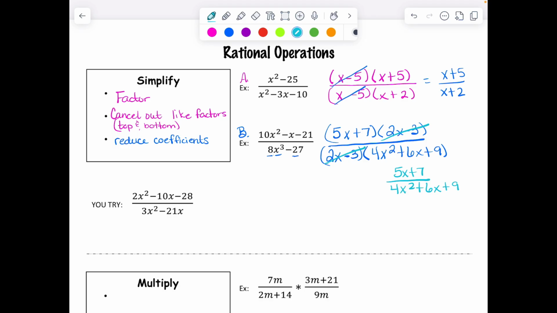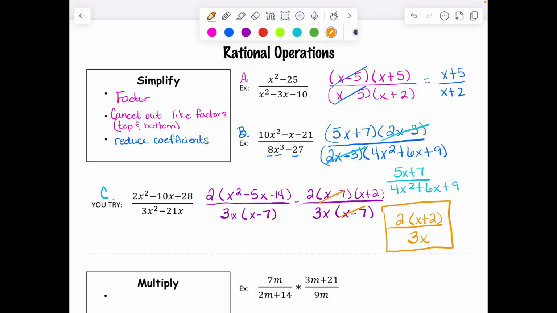All right, you try the next one. We'll call that C. All right, we see our final answer here. Remember, GCFs need to come out first. Always look for those. First, A and B didn't have them. C does have them, so you need to make sure that you're factoring fully and taking those out.